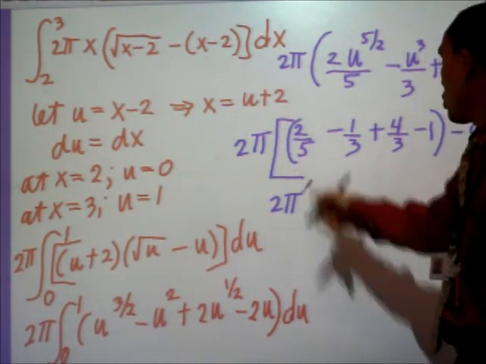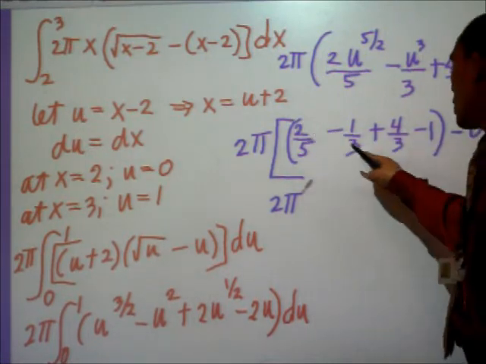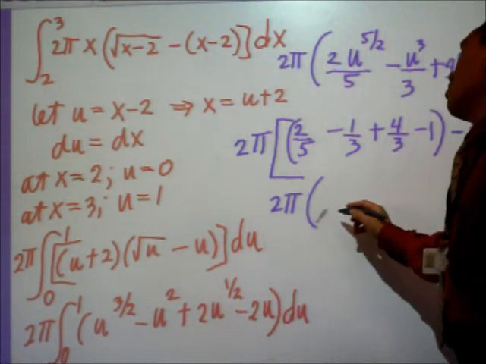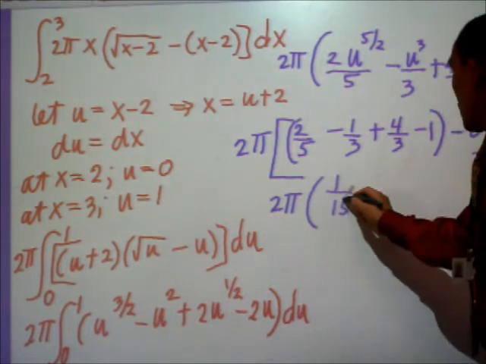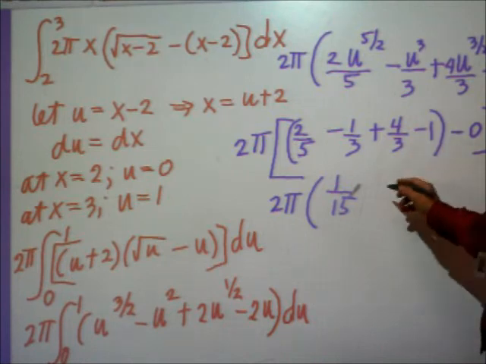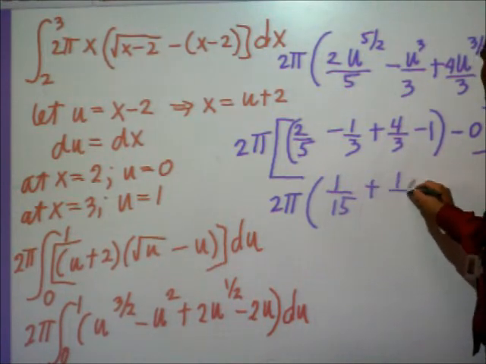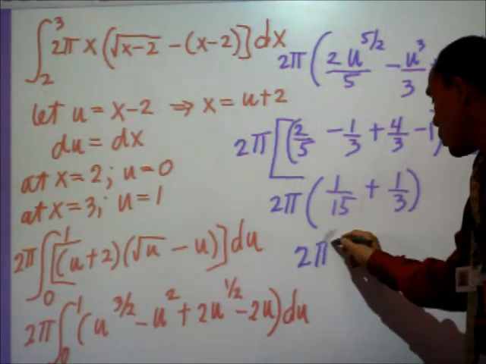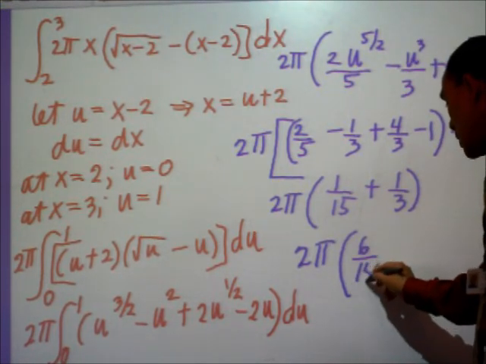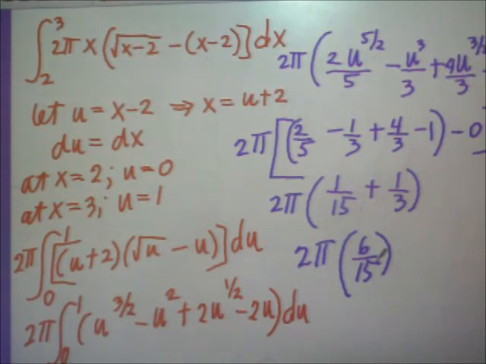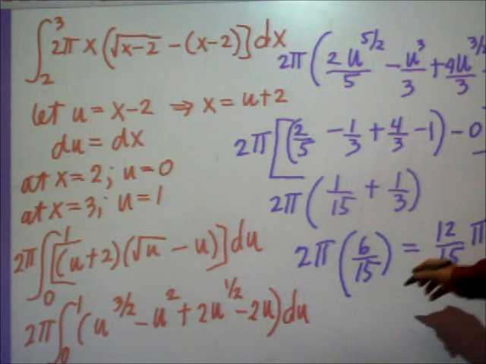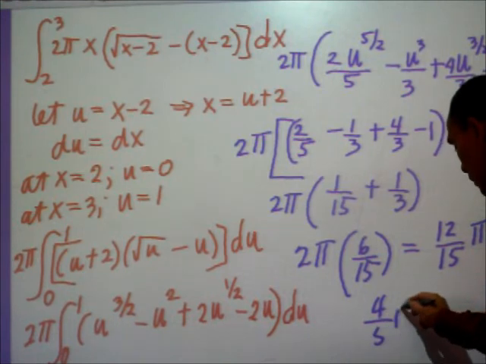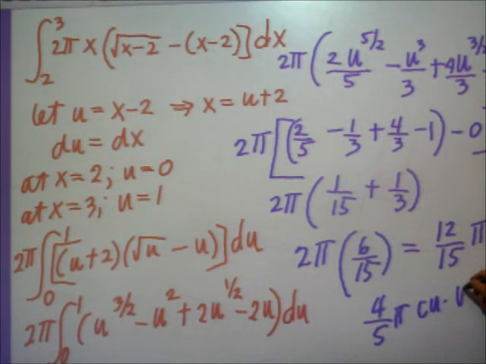2 pi. Okay, that's 2 over 5 minus 1/3. This one here is 6 minus 5 is 1 over 15. And then this here is going to be 4 minus 3, which is 1 over 3. And when we add 1 over 15 plus 1 over 3, we will have 6 over 15. And then if we multiply, we will have 12 over 15 pi. And we can reduce it to be 4 over 5 pi cubic units. So that's going to be our answer.